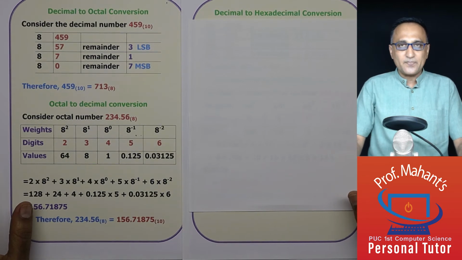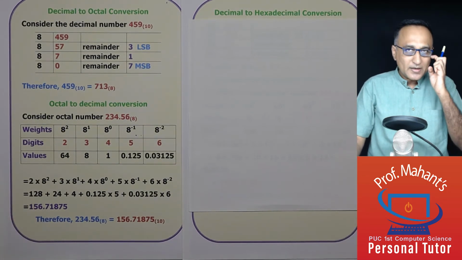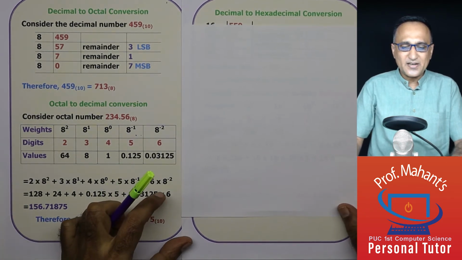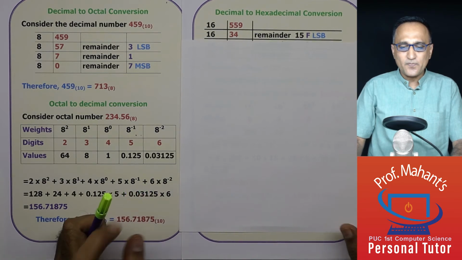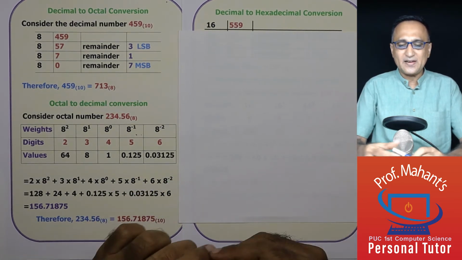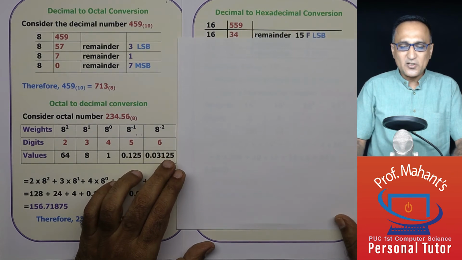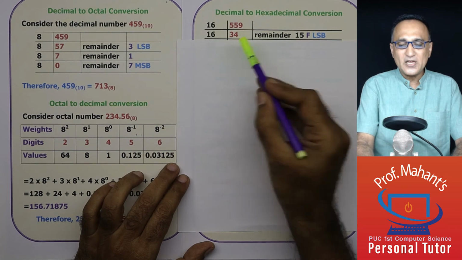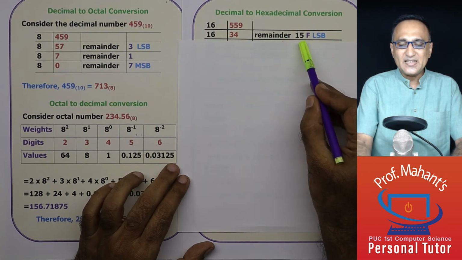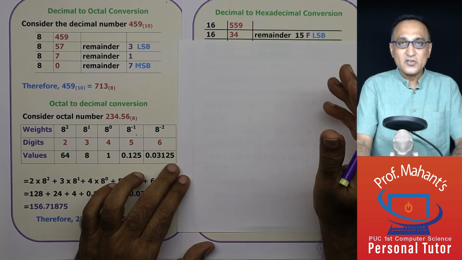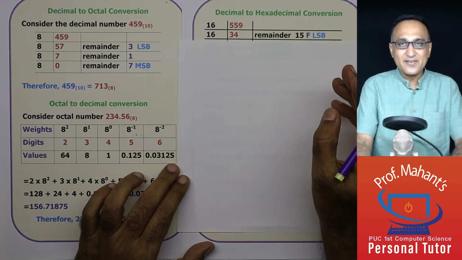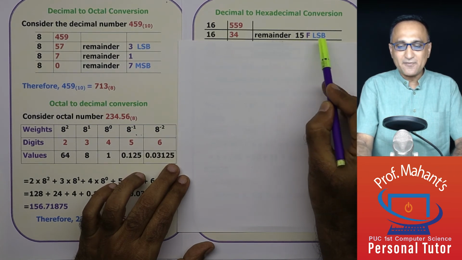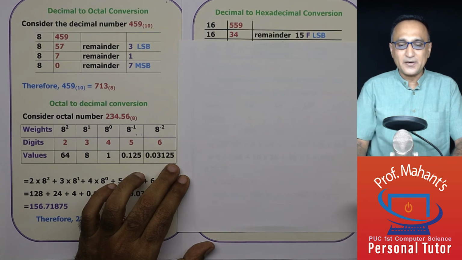Now let's take a look at how we convert a decimal number to a hexadecimal number system. It's quite easy. What you have to do is start dividing by 16. Suppose my initial number is 559. 16 into 34 is going to be 544, so the remainder is going to be 15. So 15 is equal to F in hexadecimal. A is 10, B is 11, C is 12, all the way to F is 15. So the remainder is 15, I make it F and this becomes my least significant digit.